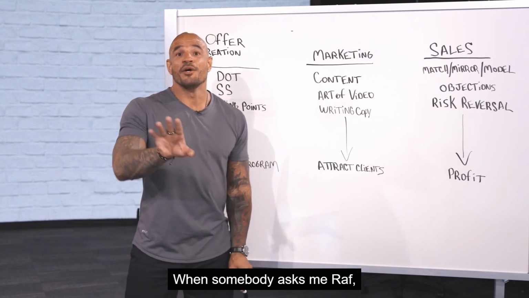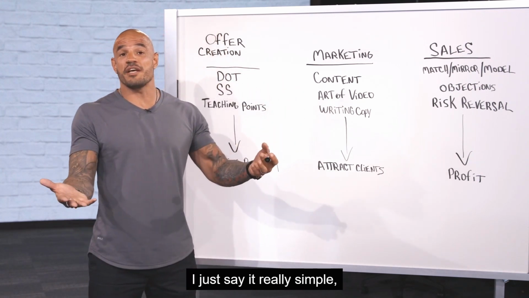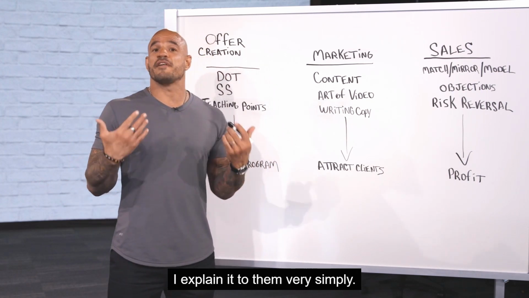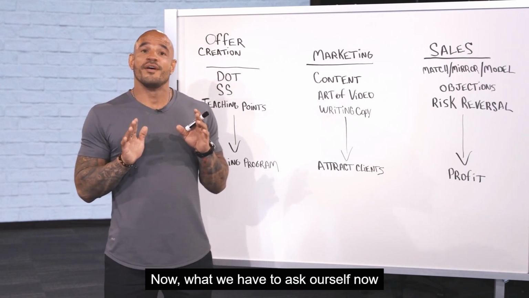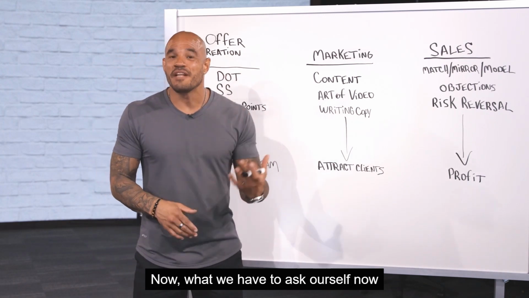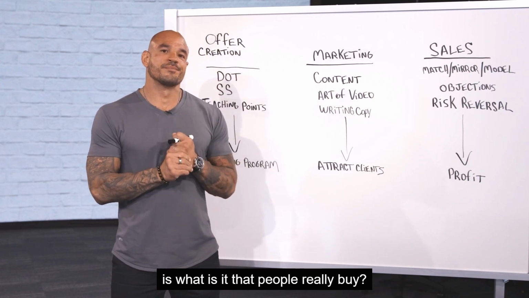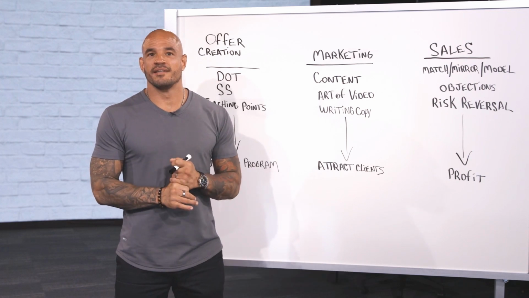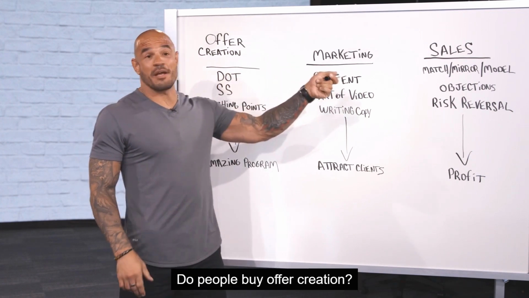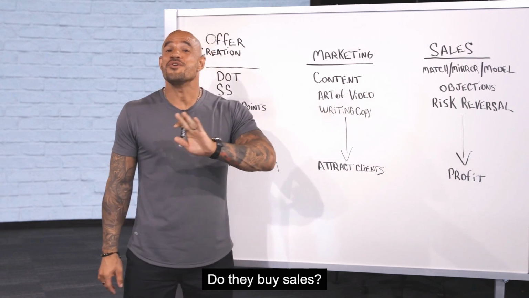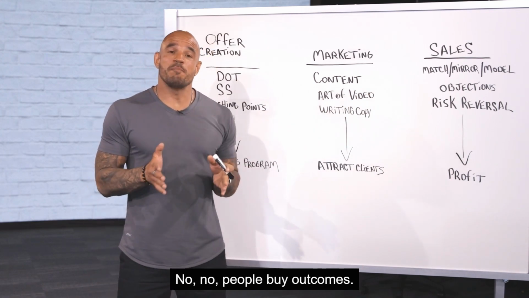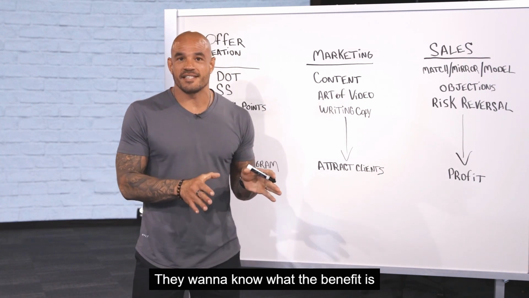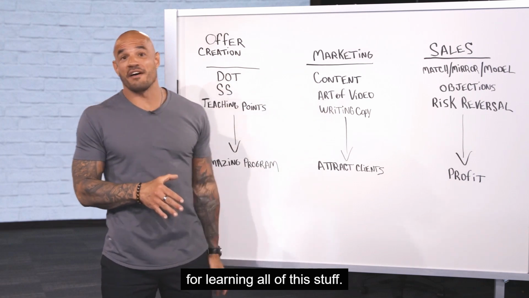When somebody asks me, Raf, what is it that you coach? I just say it really simple. Offer creation, marketing, and sales. I explain it to them very simply. Now, what we have to ask ourselves now is, what is it that people really buy? Do people buy offer creation? Do they buy marketing? Do they buy sales? No. People buy outcomes. They want to know what the benefit is for learning all of this stuff.